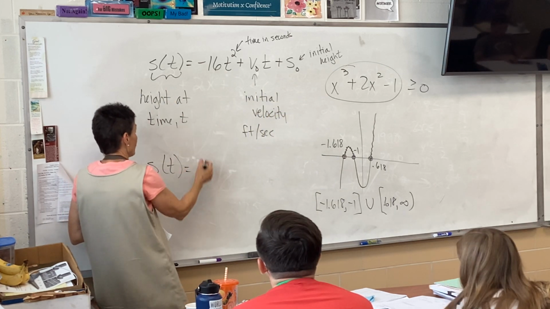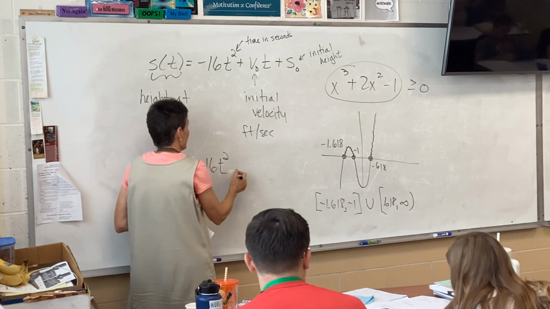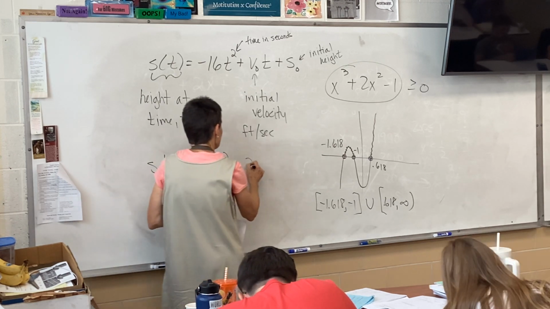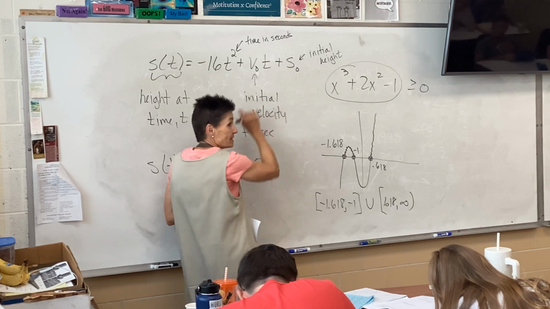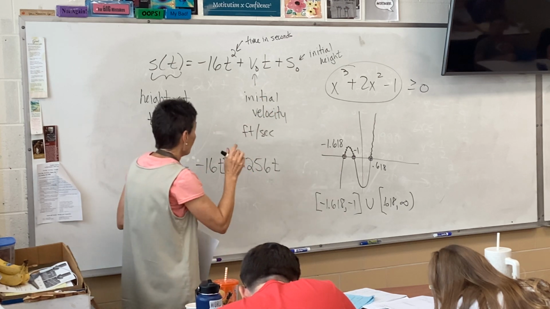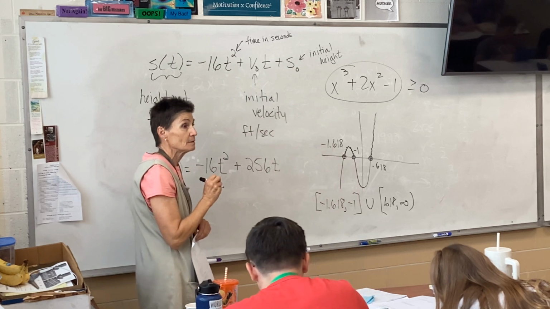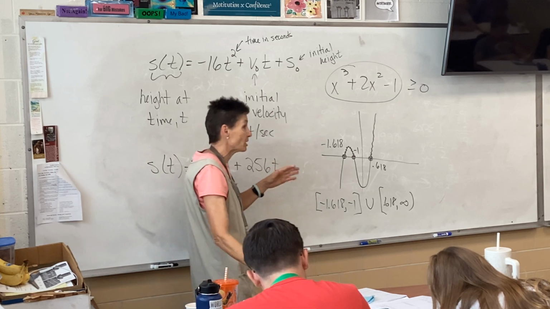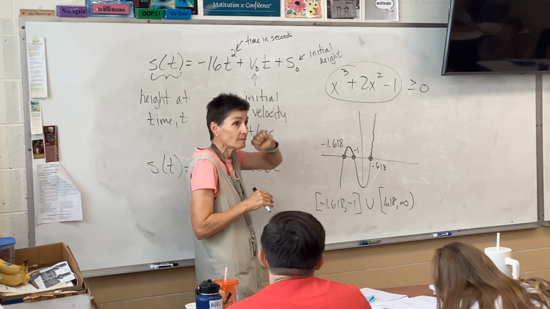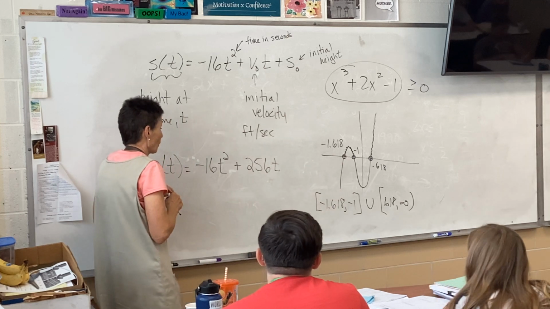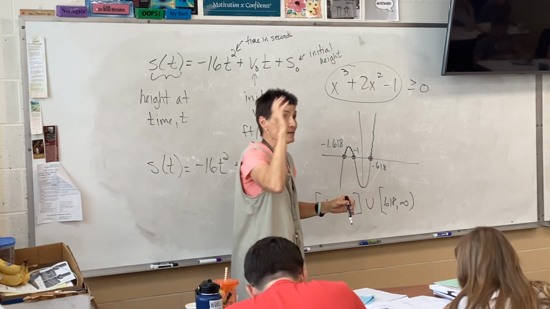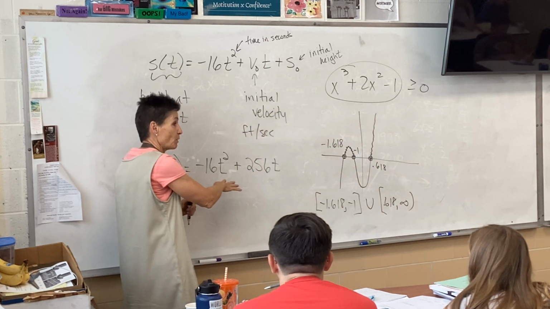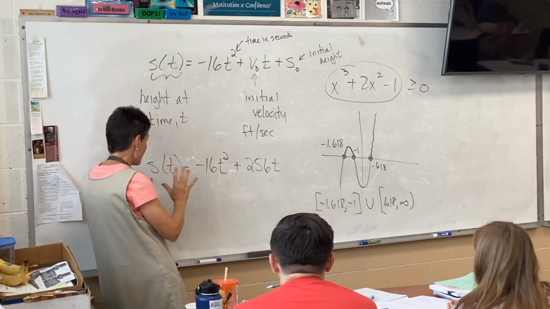S of t is going to equal negative 16t squared. All right, plus what? What's my initial velocity? 256t. And then what's my initial height? 0, because I'm launching from the ground. As opposed to standing on a cliff or on top of a building or something, right? Or even your football player throwing the football, that initial height would be, I don't know, 6 feet or something, right? This is from the ground. So there's your equation that we're going to use for this problem.